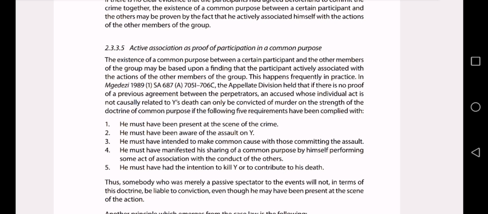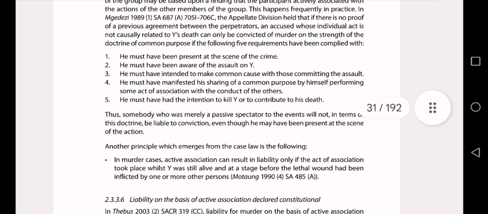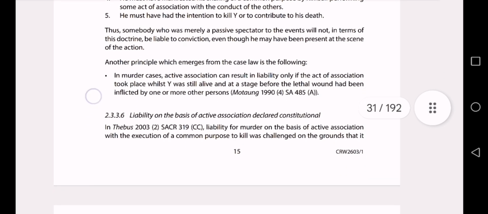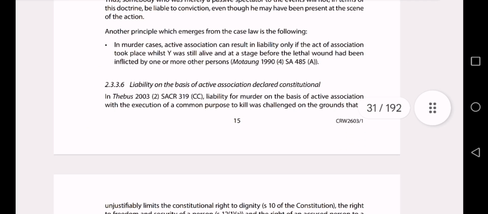Another principle which emerges from the case law is the following. In murder cases, active association can result in liability only if the act of association took place whilst Y was still alive and at the stage before the lethal wound had been inflicted by one of the other persons. Motaung, 1990.